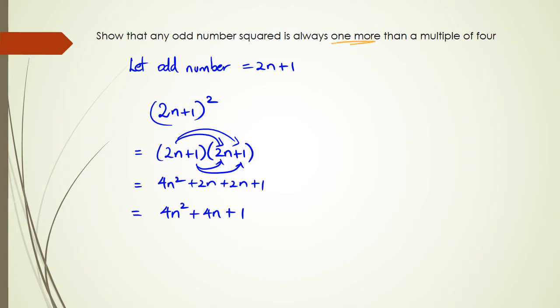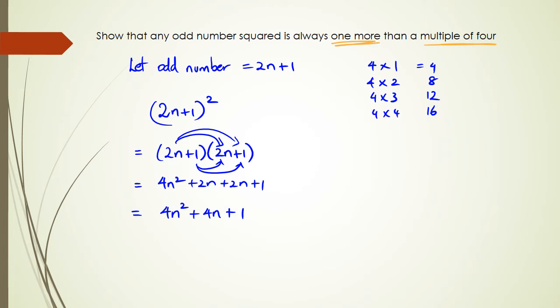Now I'm going to go down to this part here. See how it says it's one more than a multiple of 4. Now if you think about a multiple of 4, you've got 4, which is a multiple of itself. Then you've got 8, then 12, then 16. These are all multiples of 4. But what you'll notice is every one of these multiples of 4 is actually 4 times a particular number.